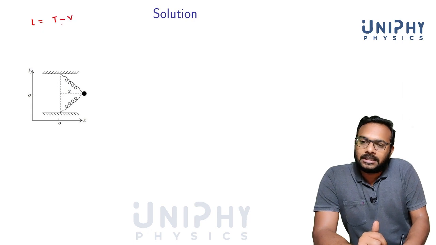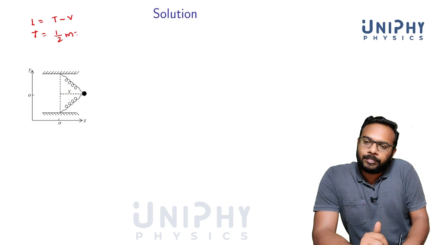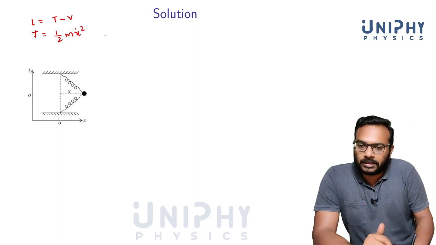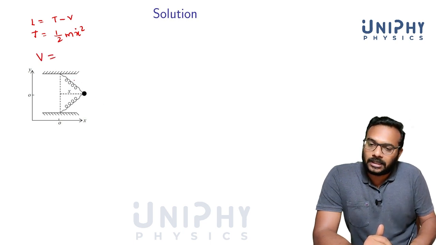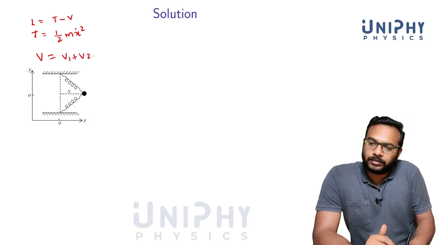L equals T minus V. T obviously is simple. It's half m x dot squared. No problem there. What about the potential energy? There are two contributions here. One is from this spring and one is from this spring. So we can write it as V1 plus V2.